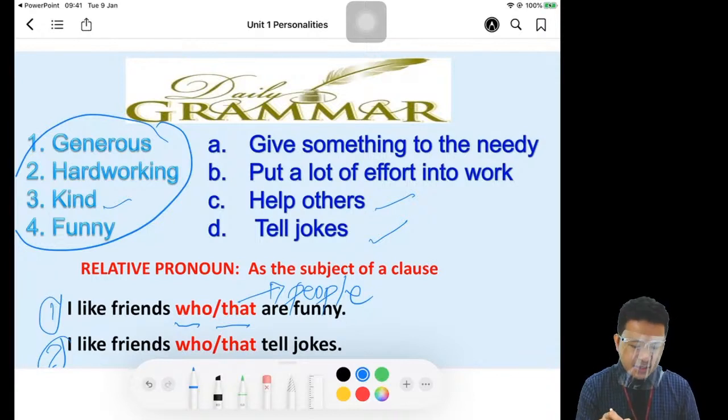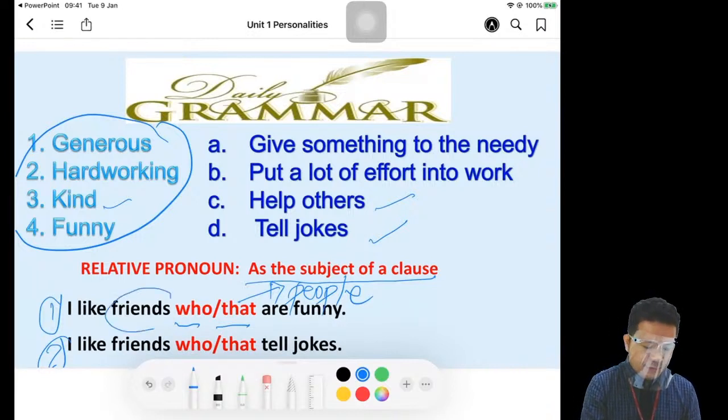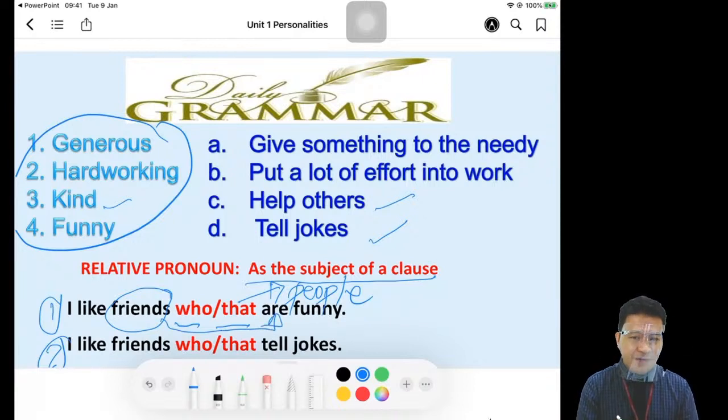And in this type of grammar focus, we are going to look for the relative pronoun as the subject of a clause. Sentence number 1: I like friends who or that are funny. What is our subject here? Our subject here is friends. Very good. Friends is plural, therefore we use are. Friends are. I like friends who are, or I like friends that are funny.